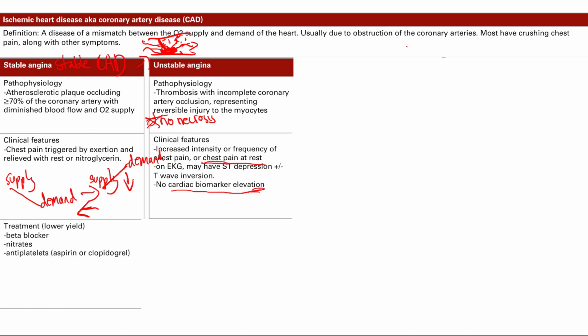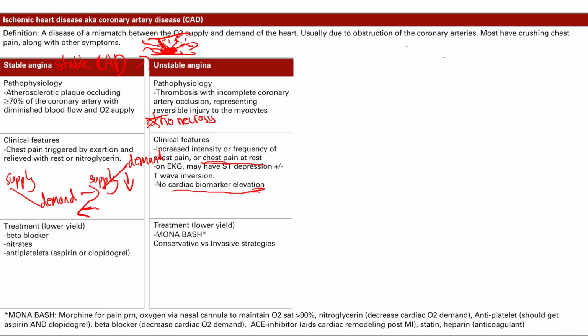Treatment, again, lower yield, but I want to include it, is MONABASH. MONABASH is a nice mnemonic for everything you need to do for these patients. It's outlined on the bottom here. I'm not going to read it for you. You can read it for yourself, and I've explained why you do what you do.